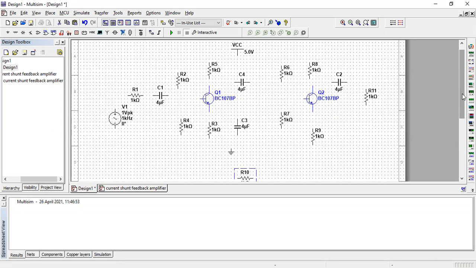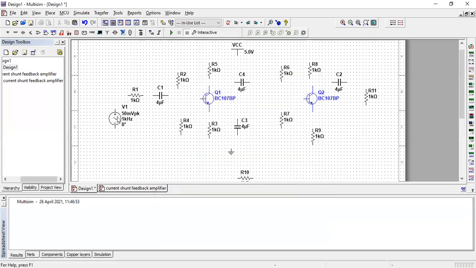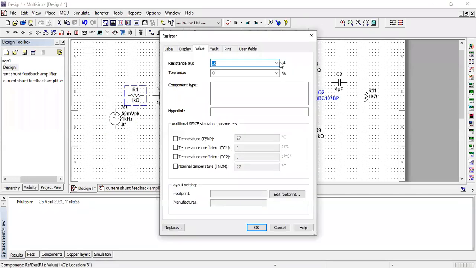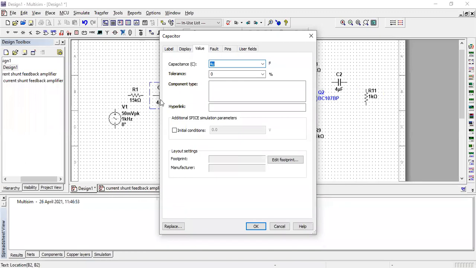Okay, starting with the source value. What is the source value we have given according to the circuit? Quickly respond. 50 millivolts. Okay, good. What is the resistance we have kept after that? It is 15K. Yes or no? 15K. Yes. Next, what is the resistance we have taken? 4.7 micro. Micro means you should press U. Then you will get micro.